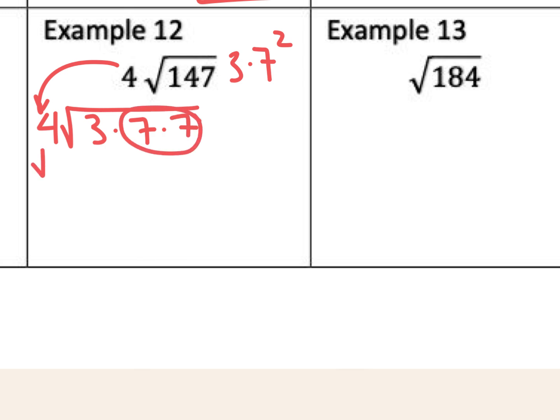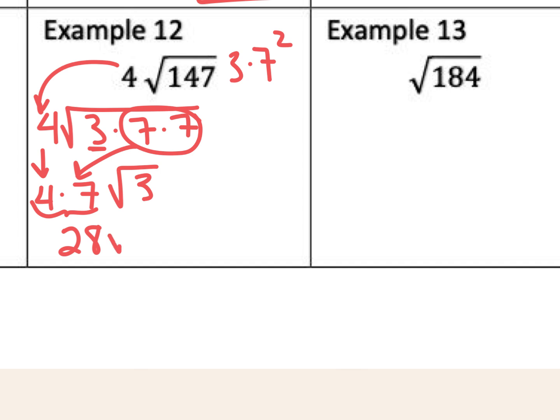Remember, we already have this 4 outside. It's going to stay there. And now I have a pair of 7s. It's going to go outside as well. I have a single 3. Singles, they stay inside. And then I just need to do 4 times 7 is 28. And I bring down my square root of 3.